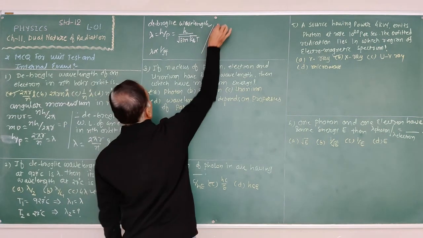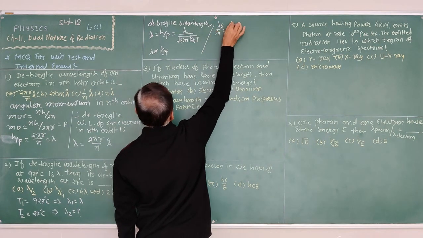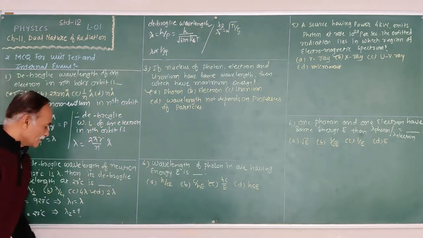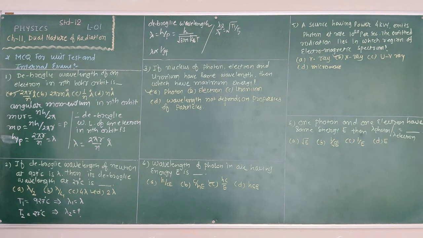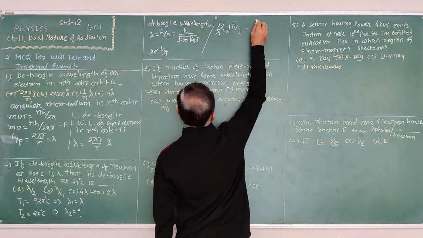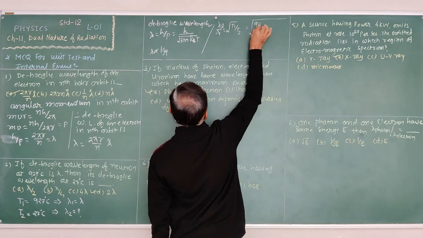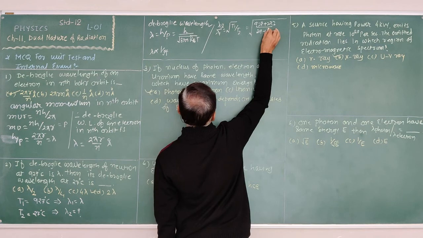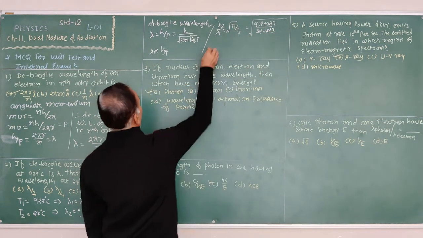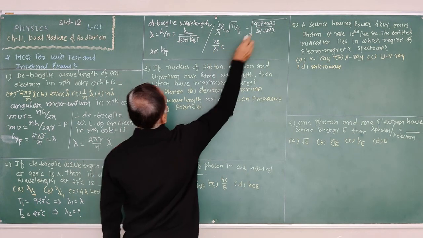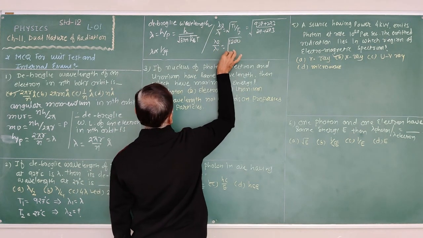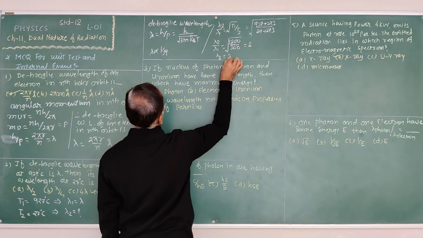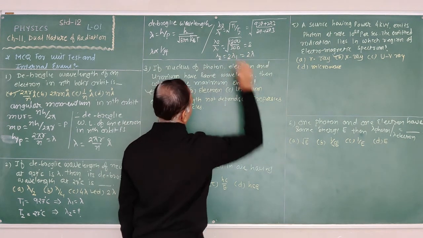So using this concept, lambda 2 upon lambda 1 is equal to under root of T1 upon T2. T1 is given as 927 degrees centigrade, here 27 degrees centigrade. We have to convert into Kelvin. Therefore, (927 plus 273) Kelvin upon (27 plus 273). Therefore, lambda 2 upon lambda 1 is the square root of 1200 upon 300, which is equal to 2. Therefore, lambda 2 is equal to 2 lambda 1, which is 2 lambda.